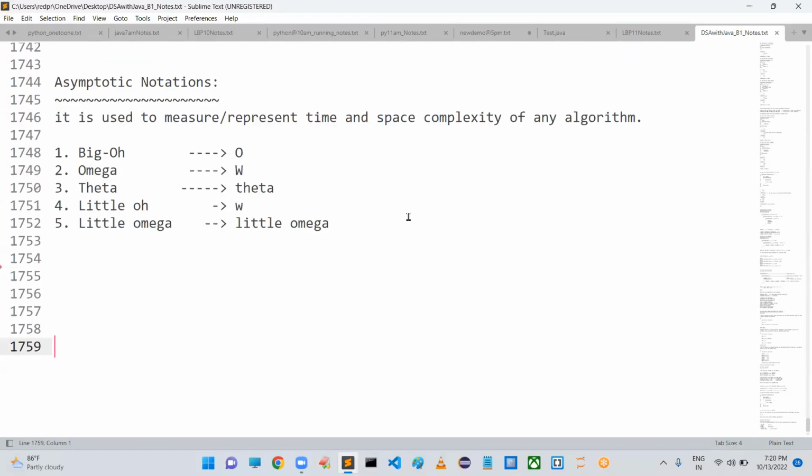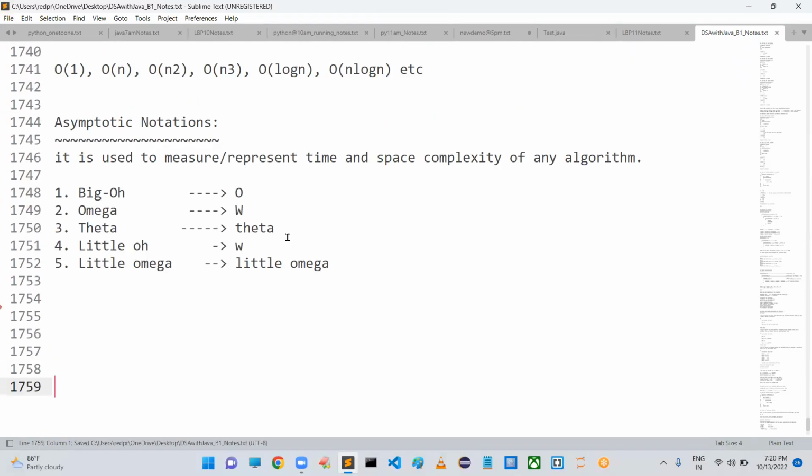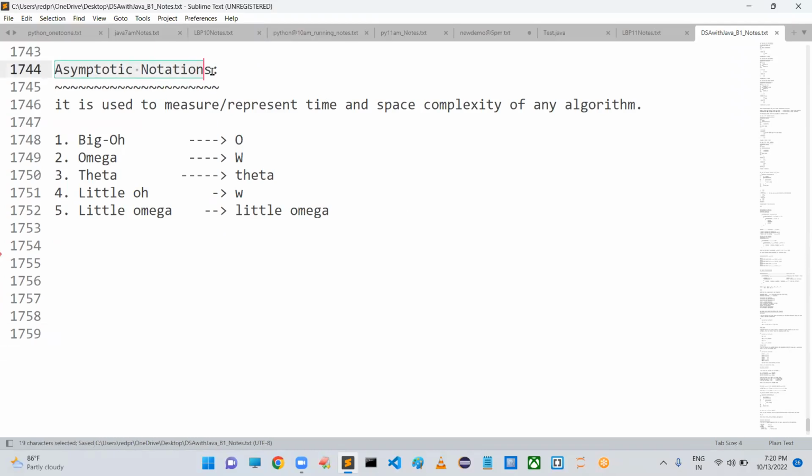Good evening. In the last videos, we were talking about asymptotic notations. The main purpose of these asymptotic notations is to measure or represent the time complexity of any algorithm. How many notations are there? We have five notations.